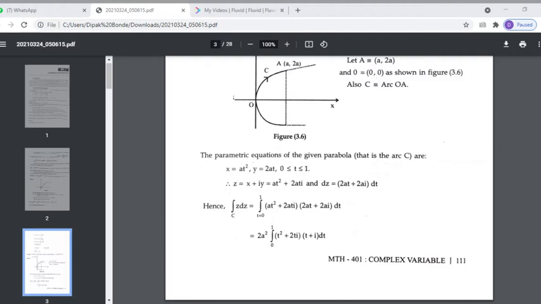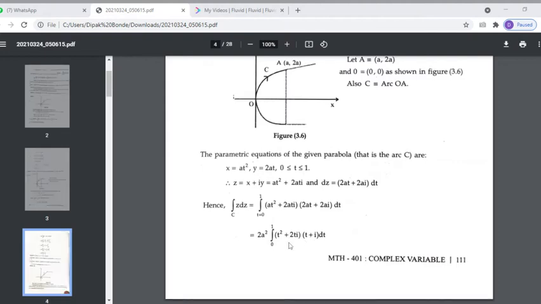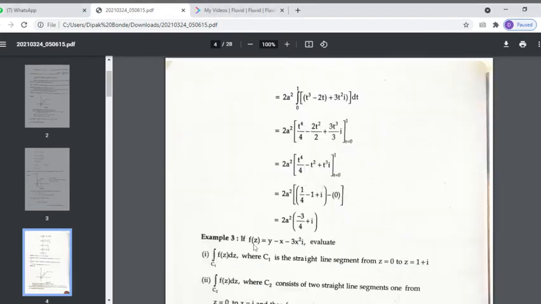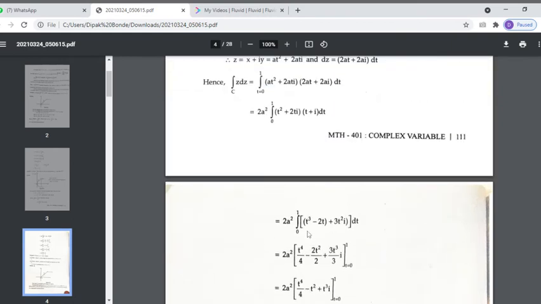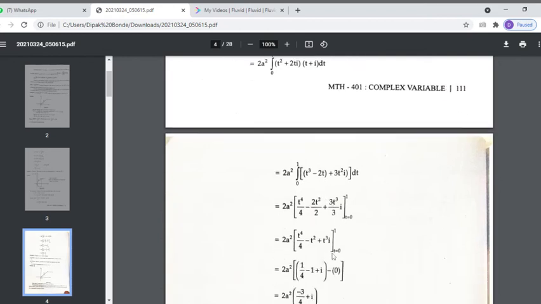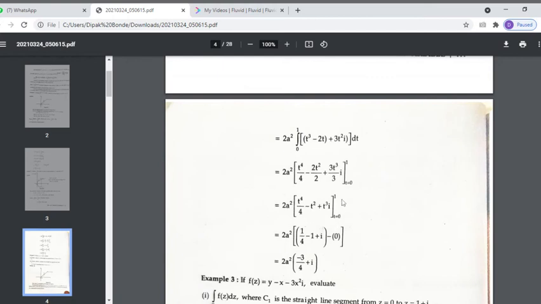plus 2ti into (t plus I) dt. Taking multiplication of these two terms, we get integration from 0 to 1 of (t cube minus 2t plus 3t square I) dt. And integration of t cube is t raised to 4 by 4, integration of t is t square by 2, integration of t square is t cube by 3. So it becomes, and the limit varies from 0 to 1.